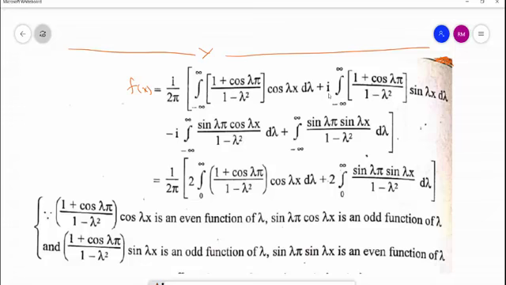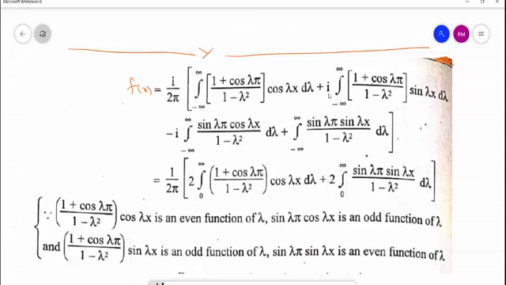So now observe that we already took a small revision of even and odd functions, and we also know the properties of even functions. Product of two even functions is an even function. Product of two odd functions is an odd function. Sorry, product of two odd functions is an even function, and product of one even and one odd function is an odd function. So we have to use this thing in our problem.